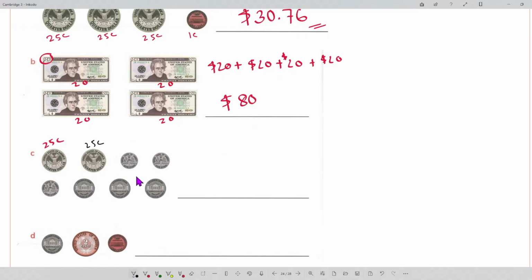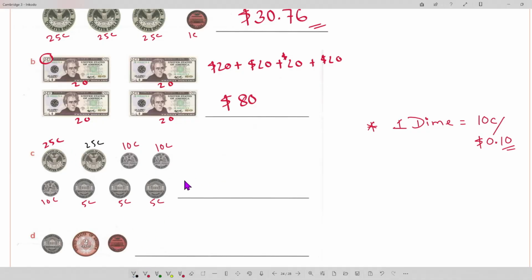What does 1 dime mean? Here we can make a note for you. 1 dime means 10 cent, or we can say $0.10 is a similar thing. So we can write here 10 cent, here is also 10 cent, 10 cent, and it's not clear, but in the book you can see here is a 5 cent, here is a 5 cent, and here is a 5 cent. Now we can make the summation.